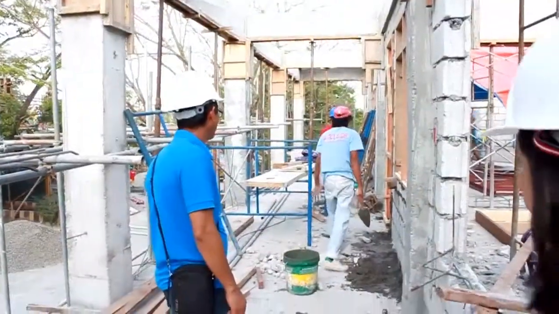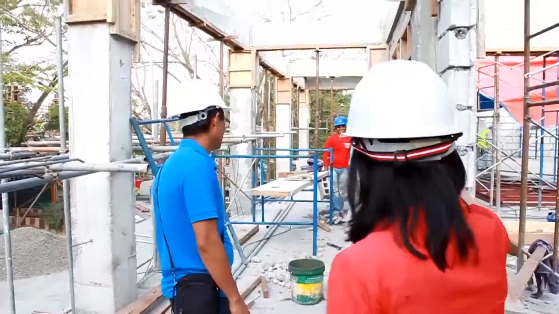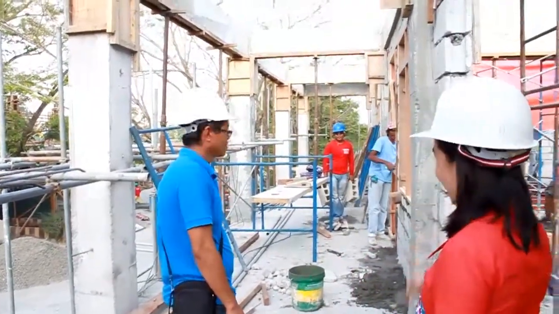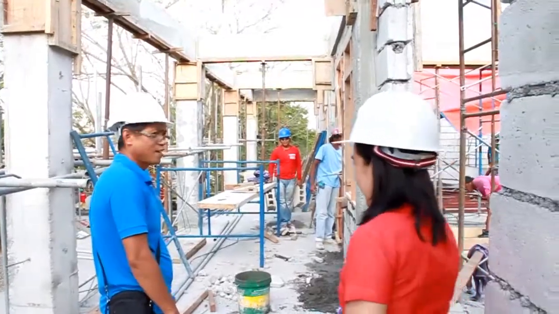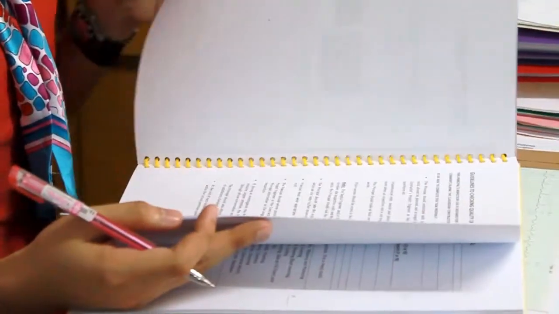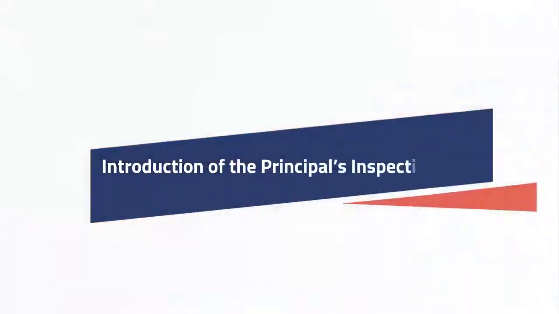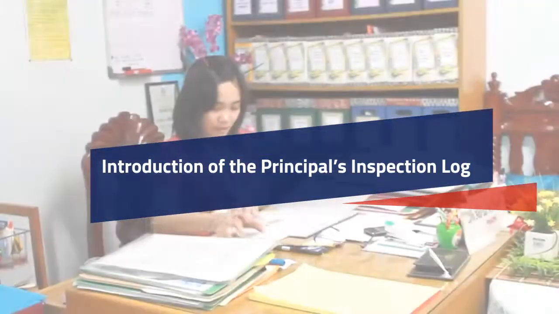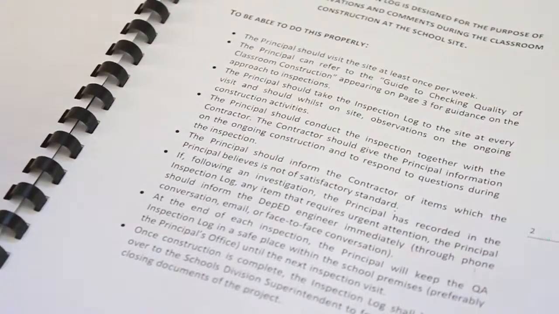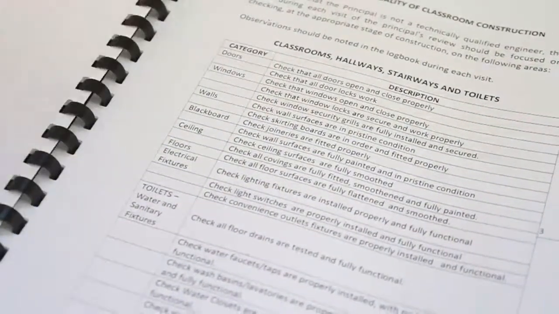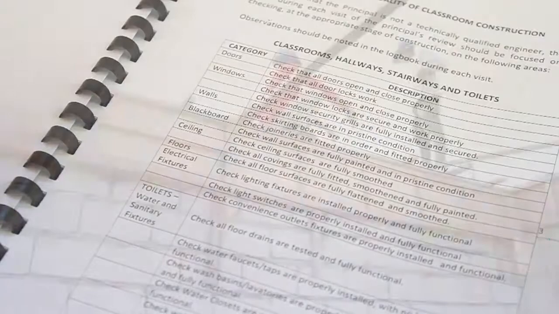In order to help the principal to record observations when monitoring the progress of construction, it is recommended that the principal's inspection log or logbook be used during the site inspections. A principal's inspection log is a diary of the inspection made by the principal during the construction process. Its purpose is to maintain a factual record of observations made at each inspection.